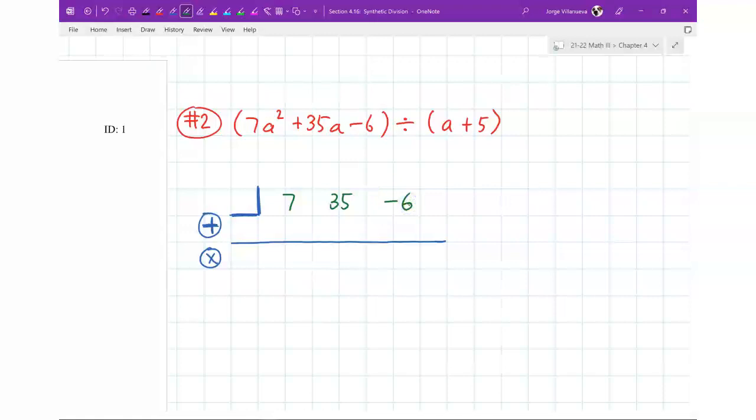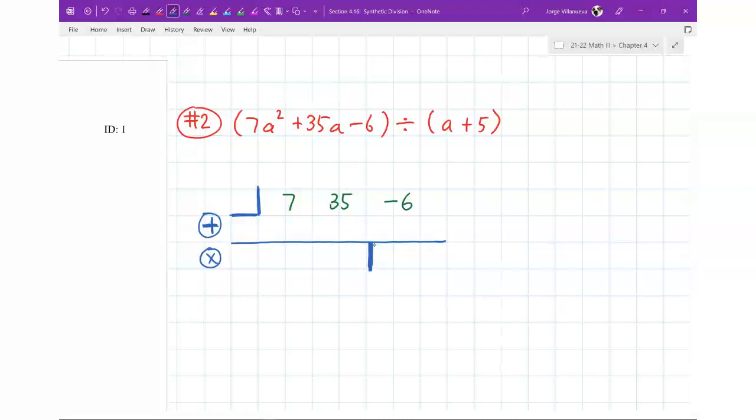And actually, I forgot to do one little thing right here. I always put a bar. Now, you don't have to do this. This is my own personal thing, because whatever I write on the right side of that vertical line, that's your remainder, okay? That's not actually the way it's shown in any math book. That's just what I do. That's my own personal thing, okay? But anyway, you're going to write the numbers, 7, 35, negative 6.